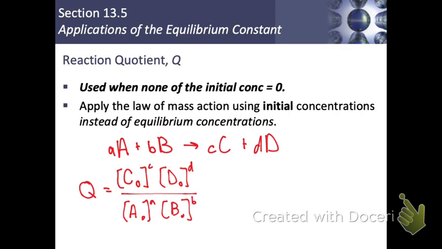That's no different than solving for K, except when we do K, we use the equilibrium concentrations, and for Q, we're using the initial concentrations. That's really the difference. Then it's going to allow us to compare Q to K, and that's really the next slide here.